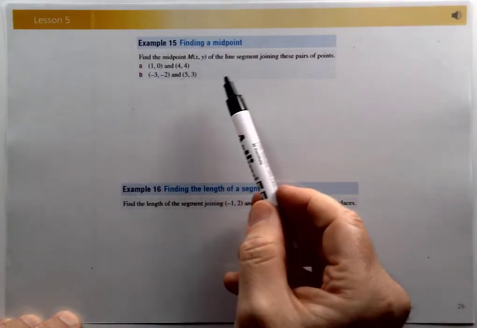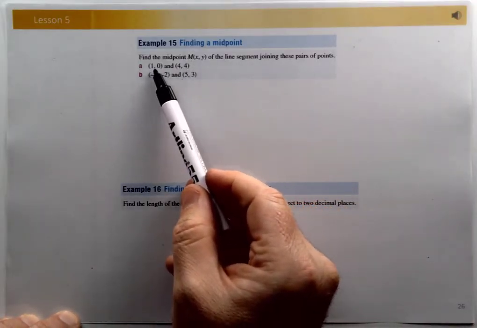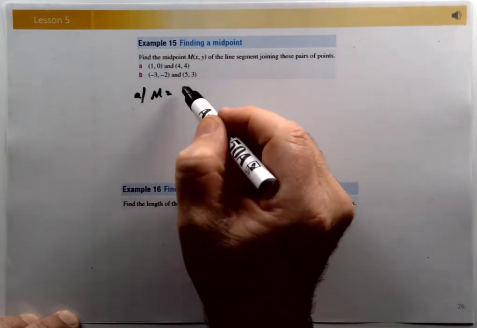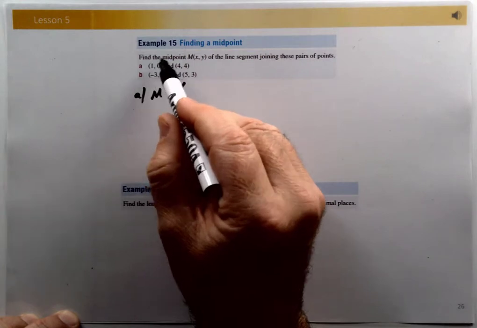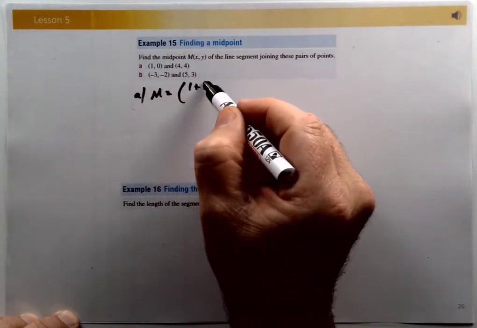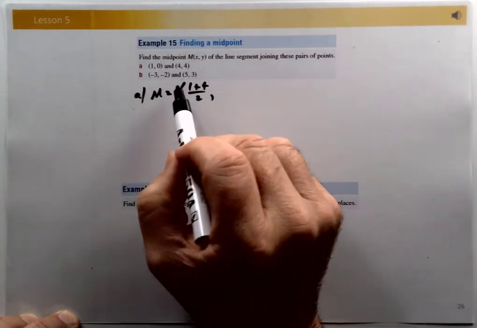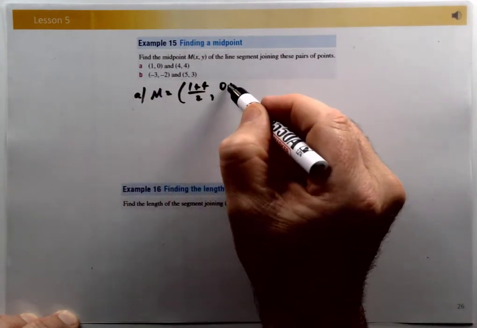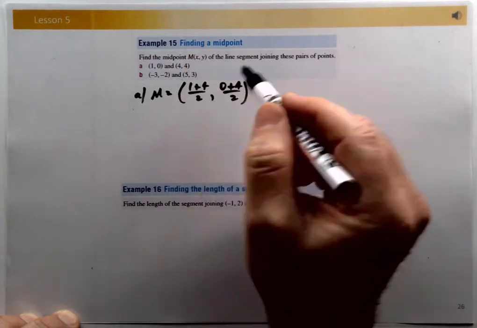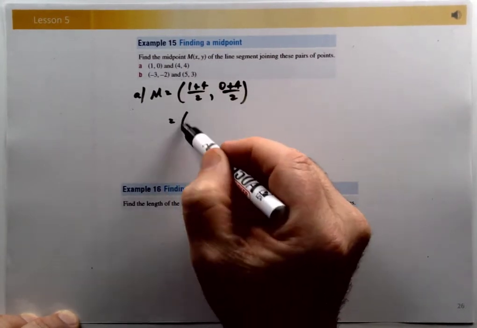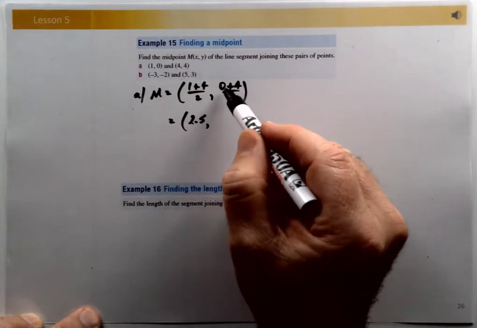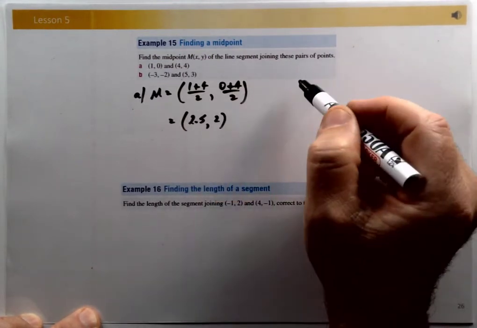Rightio, we need to find the midpoint of the interval going from 1, 0 to 4, 4. So the midpoint, what we can do is add the two x values together and halve them. So 1 plus 4 divided by 2. Do the same thing with the y values. So we're going to go 0 plus 4 divided by 2. And look, that's going to give us 5 divided by 2, which is 2.5. 4 divided by 2 is 2.